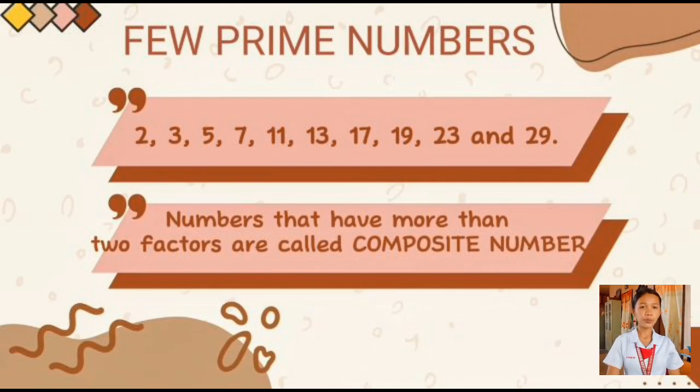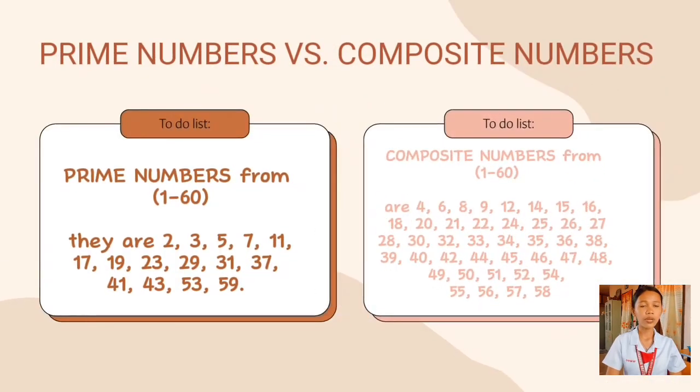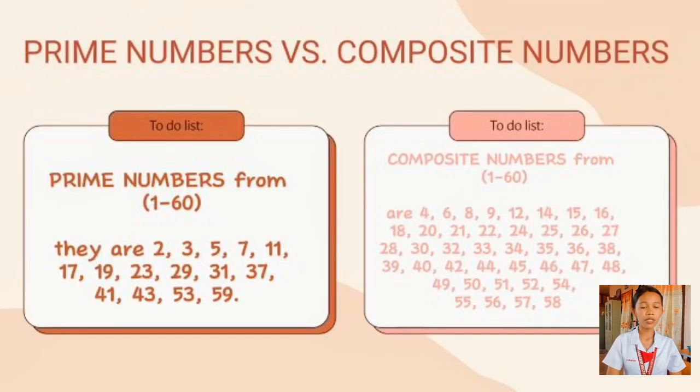In order for you to further understand how prime numbers and composite numbers are different from one another, let's take a look at some examples. On the right side, we have the composite numbers, and on the left side, we have the list of the prime numbers. The range of the numbers is from 1 up to 60, and from that we can conclude that they are really different.